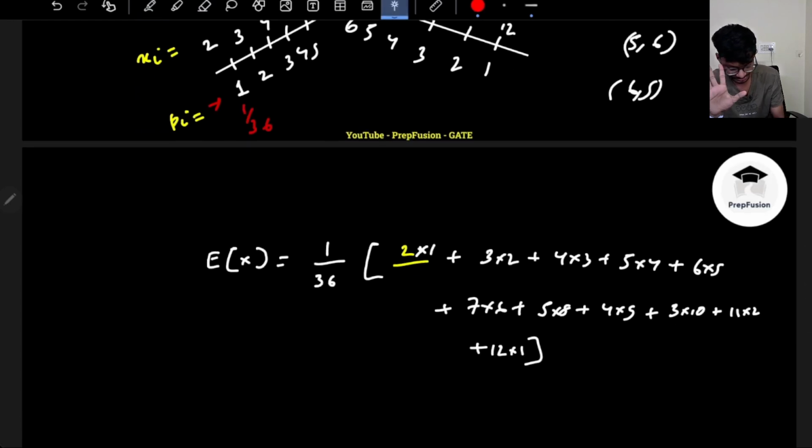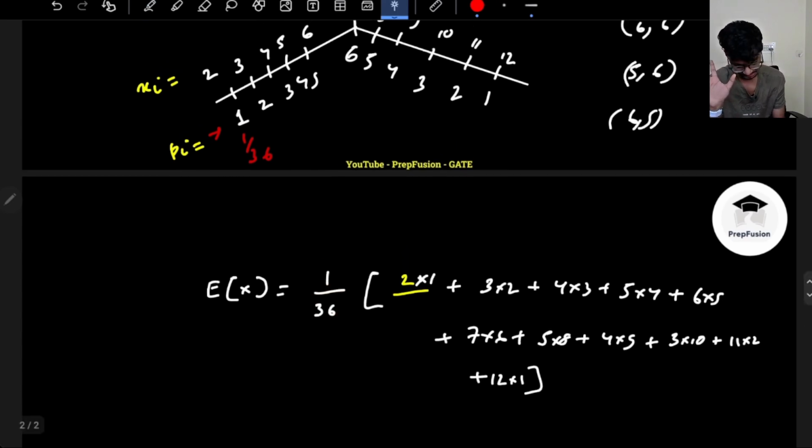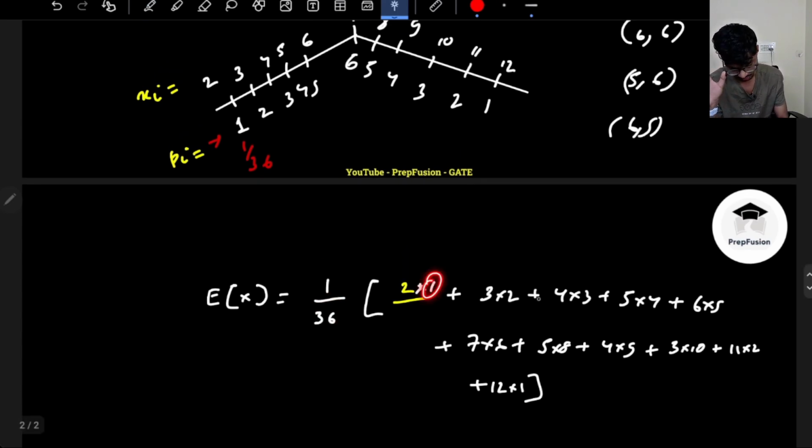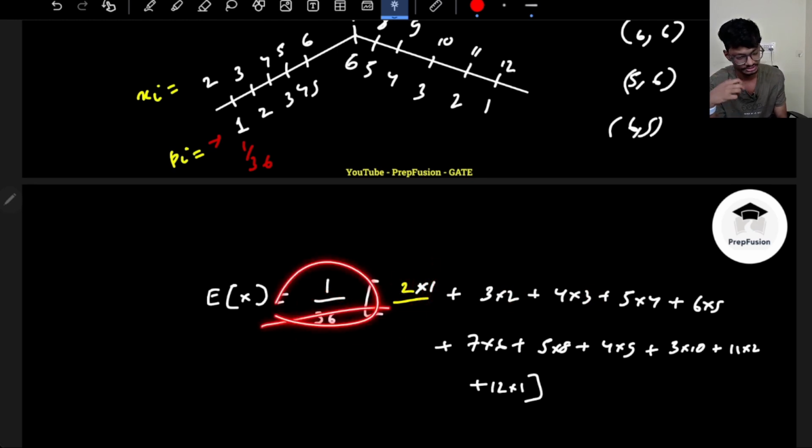Okay, so I hope you understand why this 1 by 36 is there. All these numbers 1, 2 and so on are the number of favorable outcomes divided by the total number of outcomes, 36, and this is the xi. So this part is the pi, this is the xi. With all the terms, 1 by 36 will be common, so I have taken it outside the brackets.